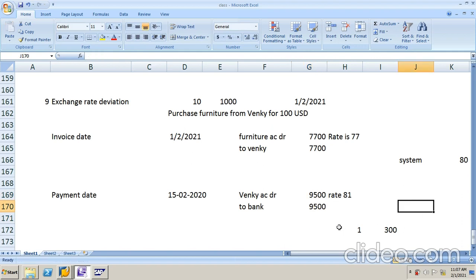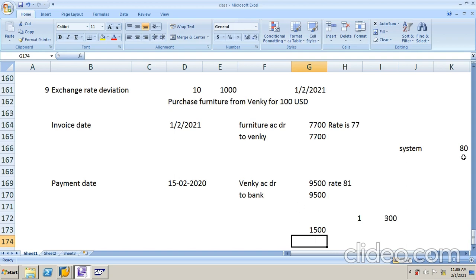So what is the difference? Around 1500 is the difference. Instead of 8,000 rupees, the actual currency rate as per the system is 80, but we are paying 1500 extra. Instead of entering 80, we have taken the rate as 95. So we have taken the dollar rate as 95. So 1500 extra we are paying.